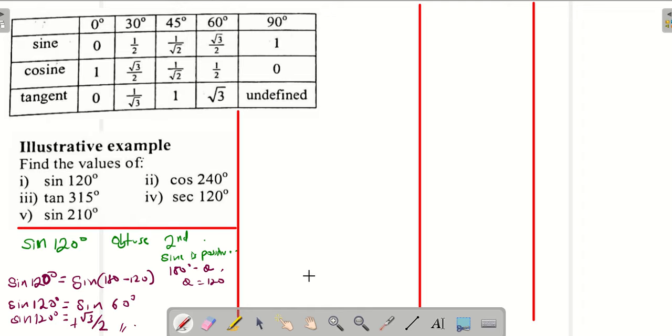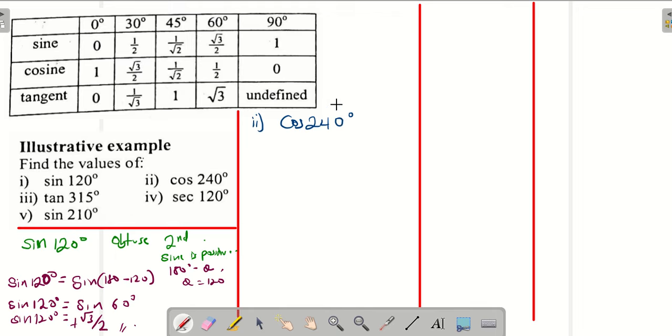Alright, let's look at the next question. Part II is cos 240 degrees. So for cos 240 degrees, we have to look at 240. Where can we find 240 degrees?